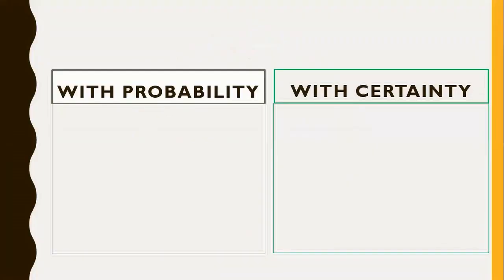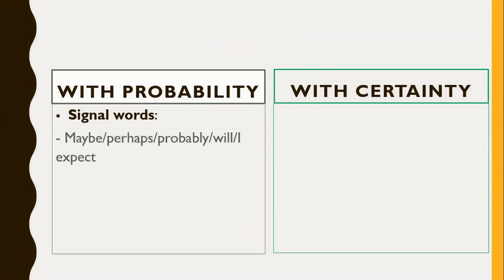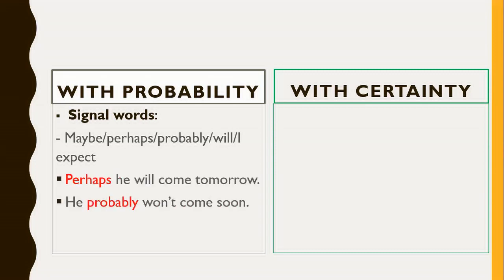Prediction can be divided into two types: prediction with probability and prediction with certainty. How do we differentiate which one is prediction with probability and which one is prediction with certainty? Look for the signal words. If you see maybe, perhaps, probably, will, I expect, then it is prediction with probability. See the example: Perhaps he will come tomorrow. He probably won't come soon. In red color you can see the signal words. So you identify it as prediction with probability.